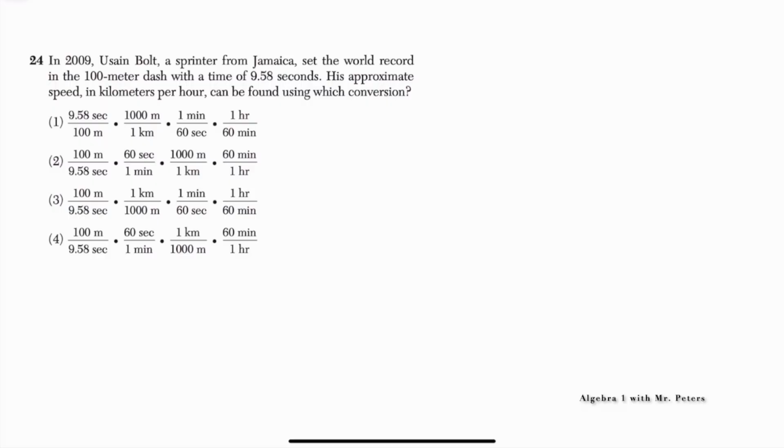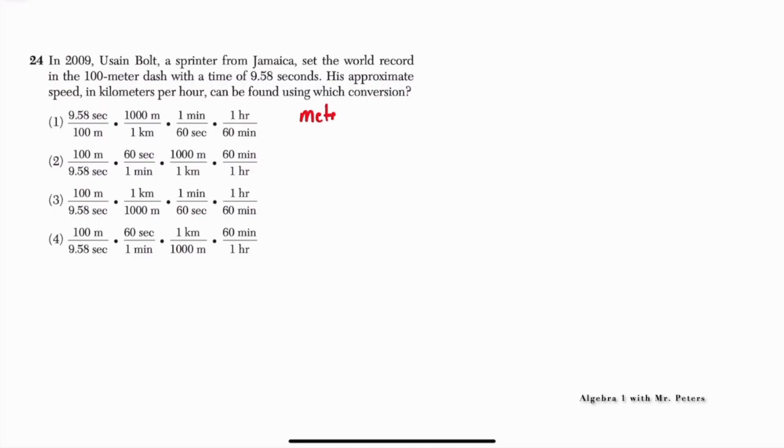So we're dealing with a problem where we're converting units. Problem says that in 2009, Usain Bolt, a sprinter from Jamaica, sets the world record in the 100-meter dash with a time of 9.58 seconds. His approximate speed in kilometers per hour can be found using which conversion? So the first thing that we need to do is just understand what units we are currently in and what units we are trying to get to.